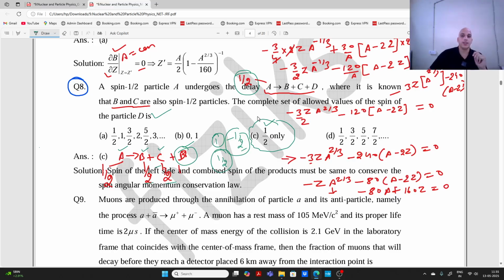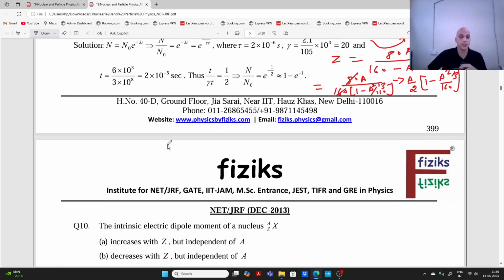So this is the correct answer, because the other values of 0, 1, 5/2 are not allowed by the conservation of spin angular momentum. I explained that the spin of the left hand side and right hand side should be equal. So if I look at the spin of the different particles, the only allowed value of D is spin half. It can have two orientations, plus or minus, but it is only 1/2. This was the next question. I'm going to the next question now.